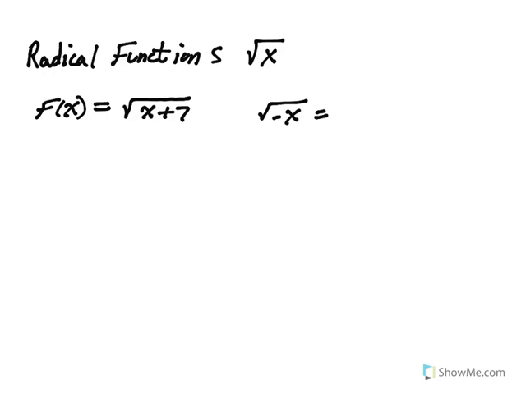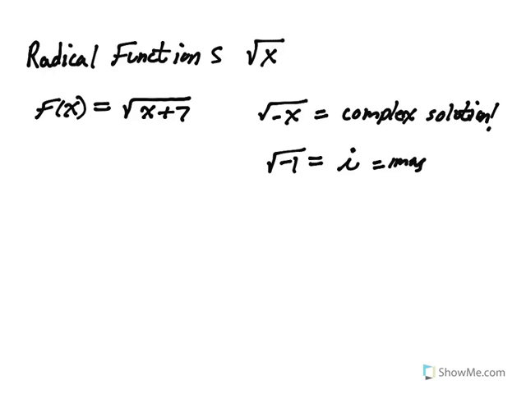Okay, so this would be considered a complex solution. Complex numbers are a different category of numbers. They're not real numbers. So anytime you take the square root of a negative number, for example, the square root of negative 1, that is going to be considered an i, or imaginary, which is the same thing.